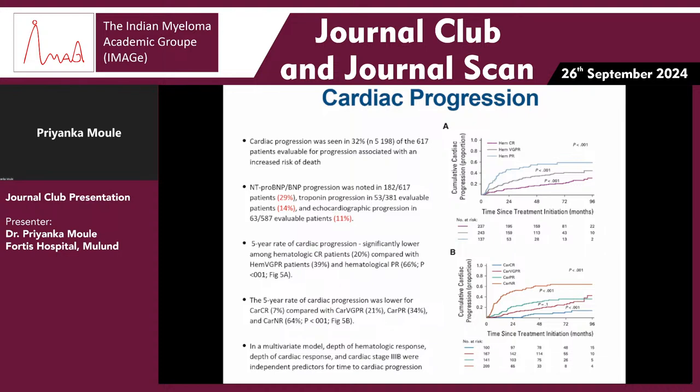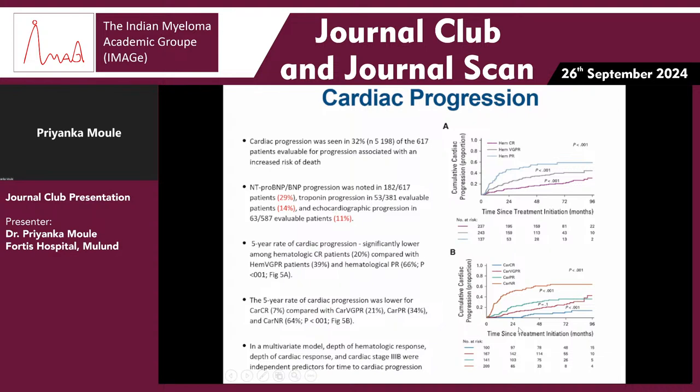The purple is the hematological CR. So they are having better stability of the cardiac disease compared to the patients who are having a partial response. Again, in the graph below, the 5-year rate of cardiac progression was lower once the patient had achieved a cardiac CR, which is the blue line. And for people who did not achieve a response, that is cardiac NR, the cardiac progression was sooner.